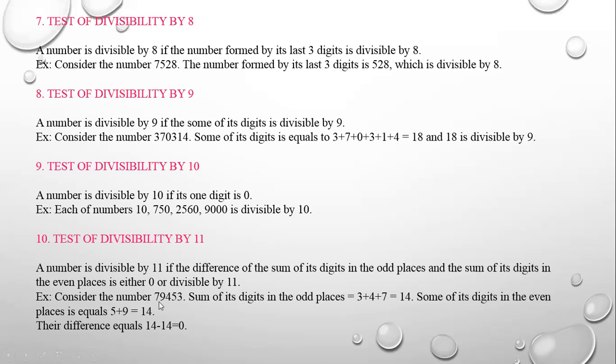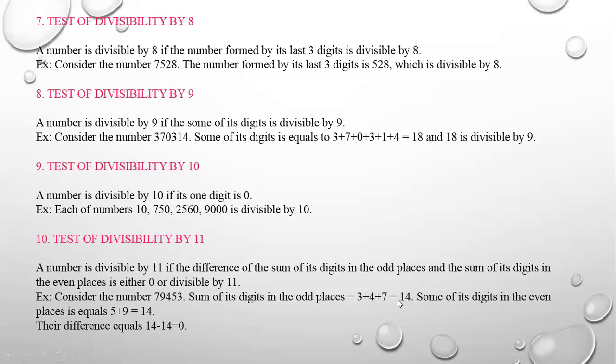So let's see the odd places number. Odd places numbers are like 3, 4 and 7. So add these odd numbers, so their sum is 14. Similarly, find out the even numbers. Even numbers are like 5 and 9. So take the sum of these even numbers, that is 14.